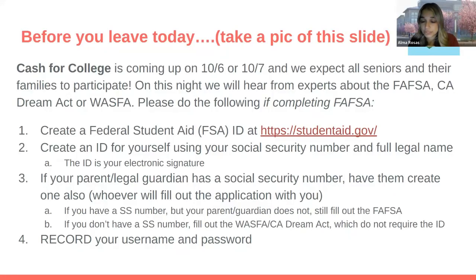If you have a social security number, but your parent or guardian does not, you still fill out the FAFSA. They will just have to print out a signature page and mail it off. If you don't have a social security number, you just fill out the WASFA and the California Dream Act, which do not require the electronic ID. Record your username and password somewhere. You are going to need this every year when you reapply for financial aid every year you're in college.